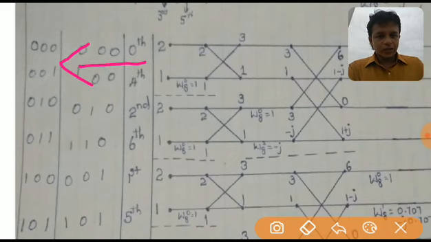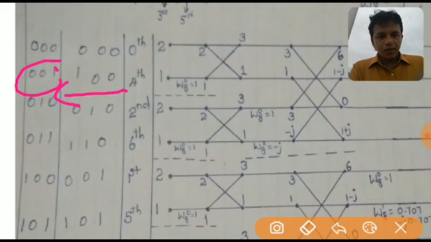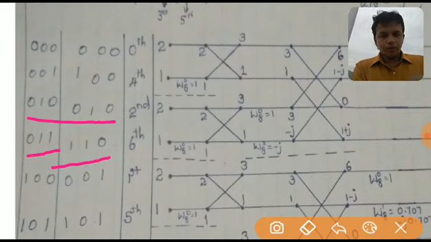So 0 0 0 written from right to left is again 0 0 0. And the next number 0 0 1, when I write this from right to left and read it, the number becomes 1 0 0. And the next number 0 1 0, when I write it in bit reversal order, is again 0 1 0. This 0 1 1, when I write from right to left, becomes 1 1 0 when I read it, right?